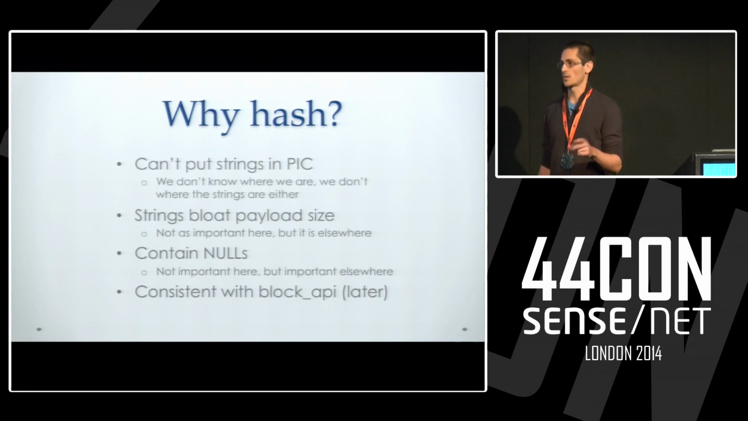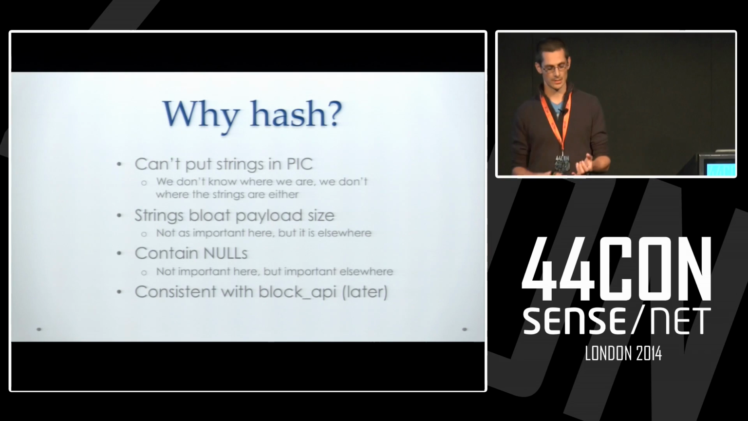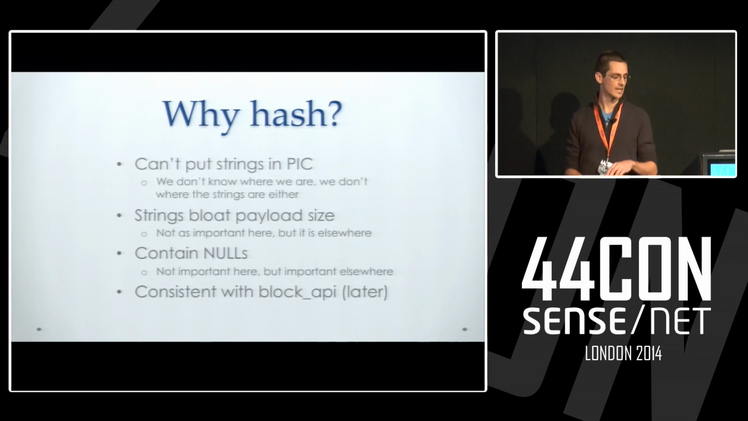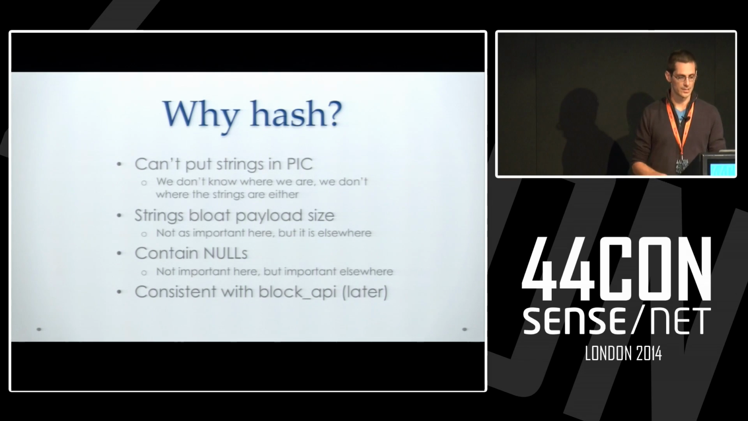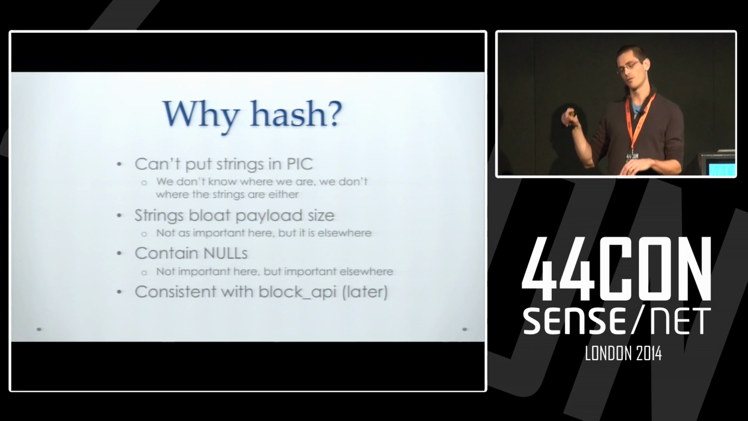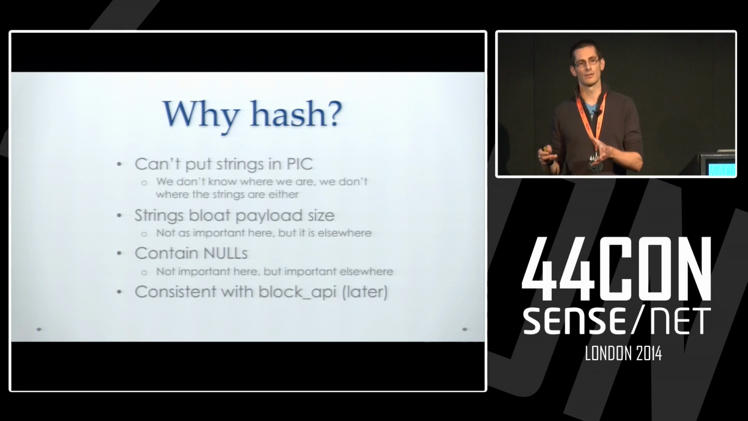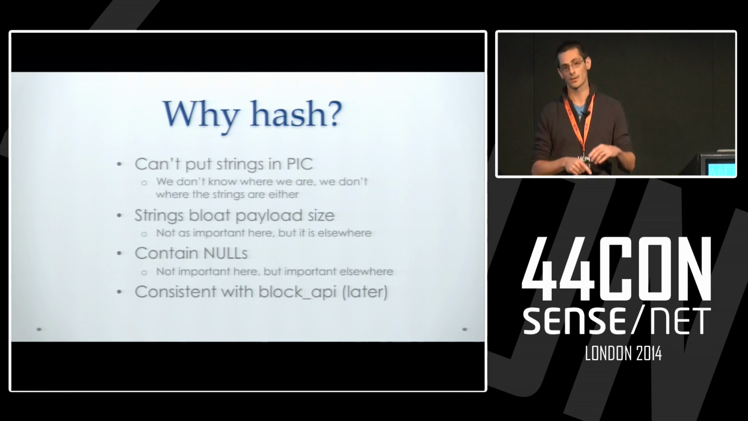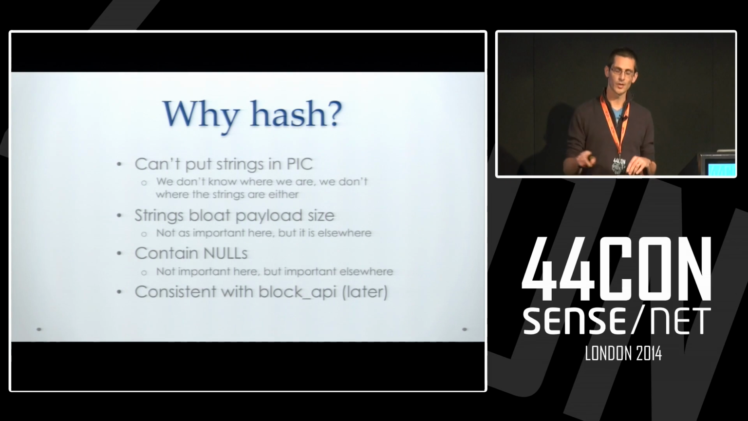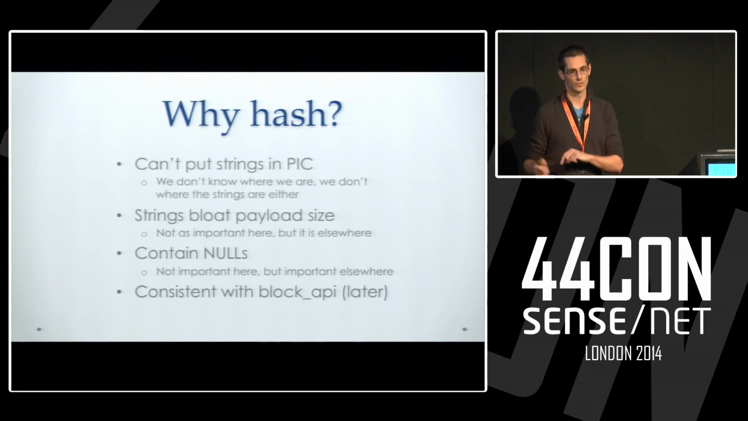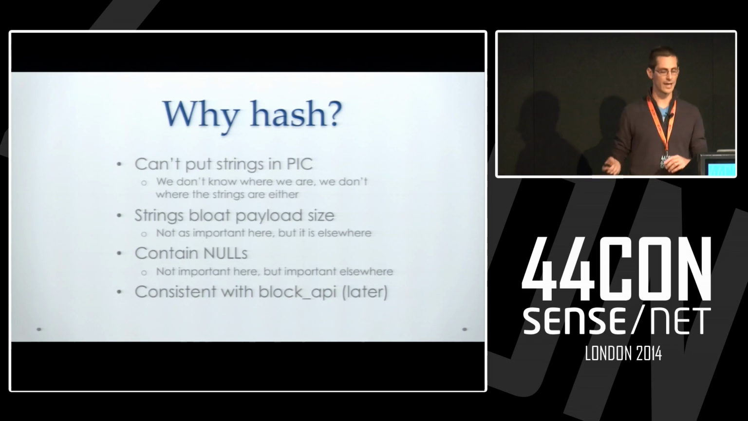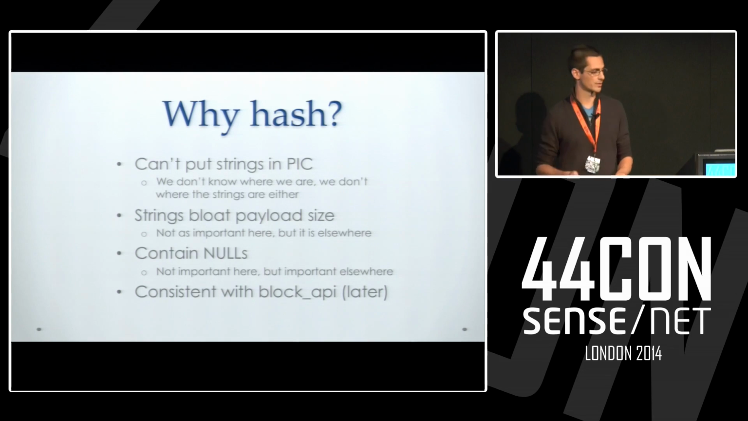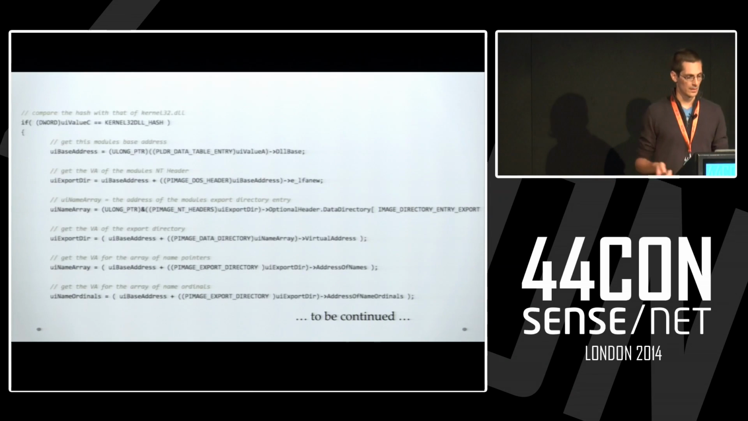Now, the reason why we do this with hashing instead of loading strings is that strings are pretty big, they're null terminated, and they bloat payload size. Part of the goal for this was to make the hashing algorithm and the process that's used to locate functions in memory very similar to something called the block API, which is another thing that Stephen Fewer created that lets you do similar sort of stuff in shellcode. Having a 32-bit hash in memory is obviously a bit of a saving as compared to having dozens of strings of functions that you're really interested in. So that's why we hash.